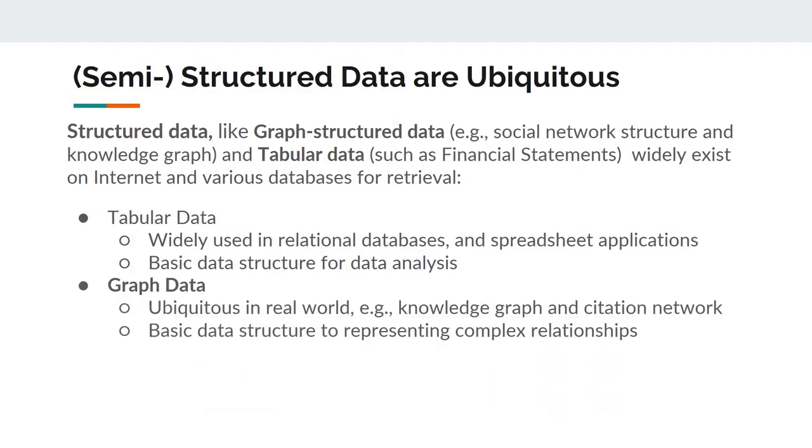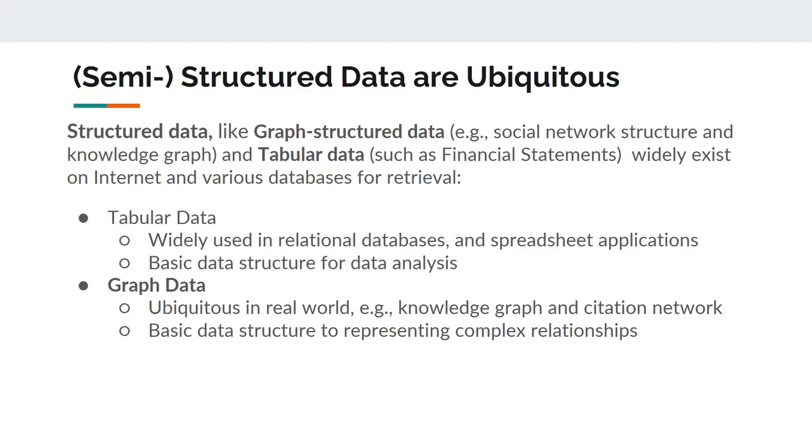And moving on to graph structured data, this type of data is ubiquitous in the real world. It is a basic data structure used to represent complex relationships. Examples of graph structured data include knowledge graphs and citation networks. Knowledge graphs are a type of structured data that represent a collection of interlinked descriptions of entities, objects, events, or concepts. They provide a structured and comprehensive representation of facts about these entities and their relations.